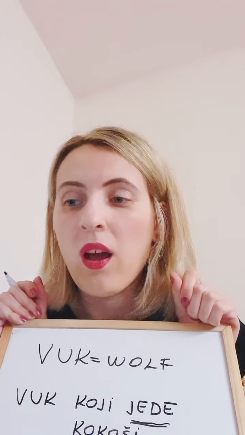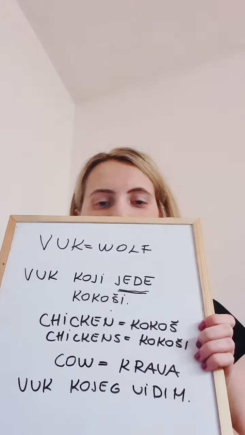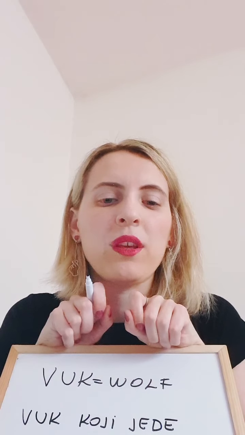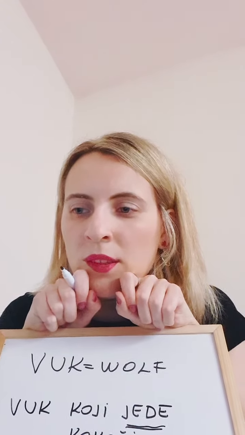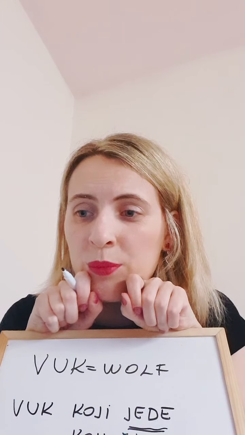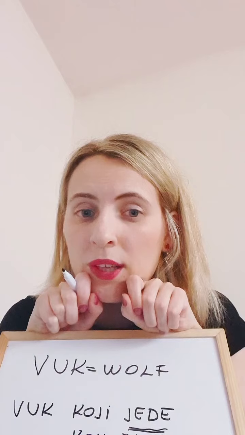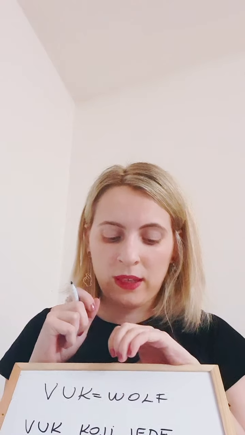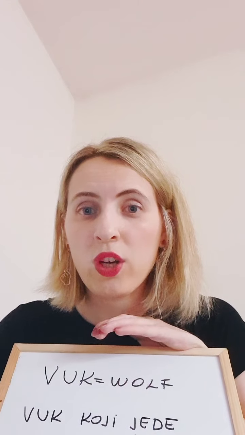The wolf that I see. It would be the wolf that I see. Vuk kojeg vidim. I know what is bothering you. So you don't know how to use this kojeg. The wolf is technically the subject of the sentence, but that would be the object of the relative clause, so it should be accusative, right? Koga što vidim. Yeah, exactly, it is accusative. So vuk is accusative, but in accusative vuk is vuk. So vuk kojeg vidim. Koga što vidim, vidim vuka.